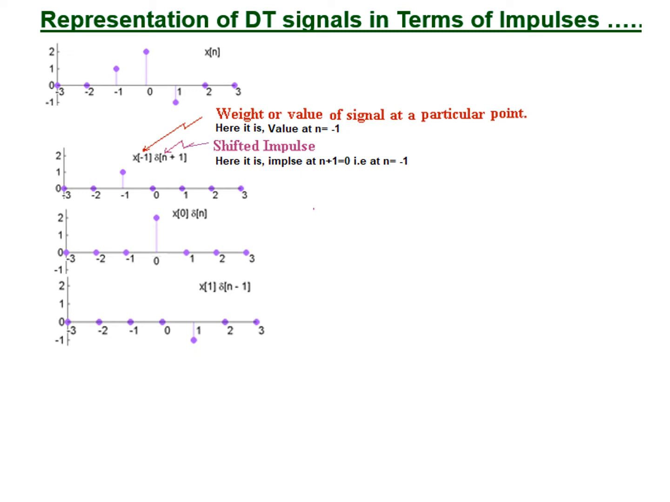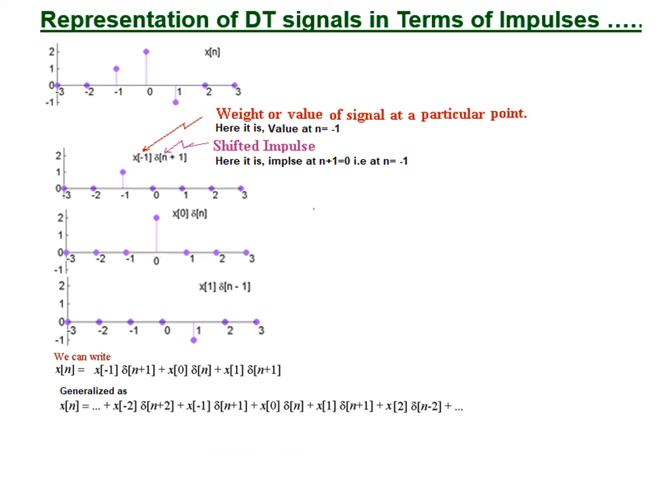So the signal can be written in terms of a summation of the three impulses. So this is the sum of all three, and we can generalize this. It can start from minus infinity to plus infinity. Any signal, not this particular signal, but any signal can be written as a summation of the magnitude and the shifted impulse. And in a compact form, we can write this signal to be a summation of, again, the magnitude and the shifted impulse.